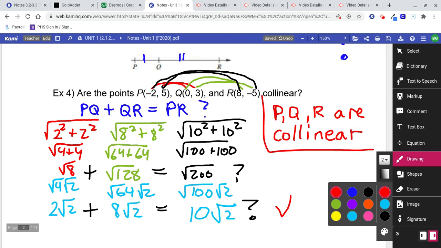Do you know what that means? What does that mean? Collinear, what does that mean? Are these 3 points collinear? No, because they don't do what? Not on the same line. So collinear means they lie on the same line. P, Q, and R lie on the same line.